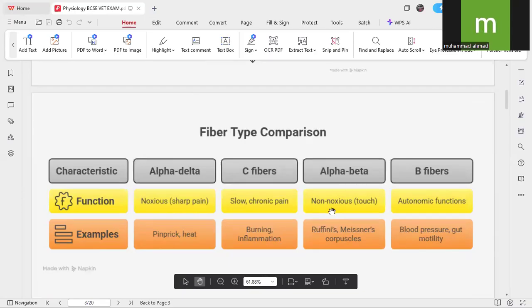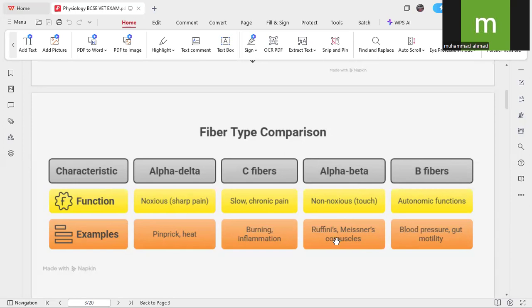Alpha beta: non-noxious, non-painful, like touch, Pacinian corpuscles involved in the alpha beta. And beta fibers: these are the autonomic functions involving blood pressure, gut motility.